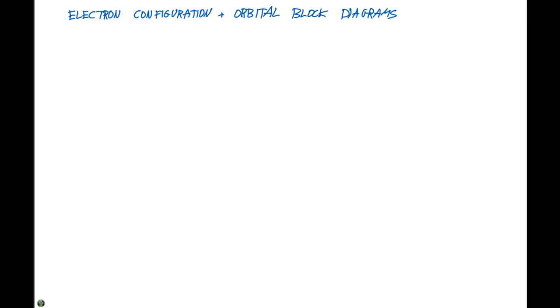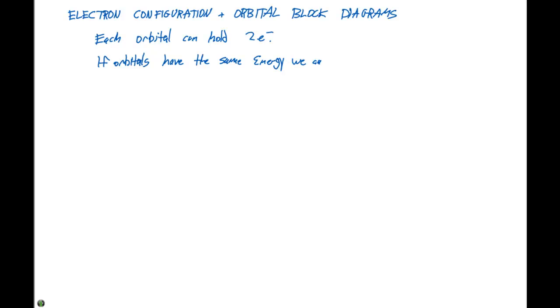So let's say a couple things first, and that is that each orbital can hold 2 electrons. Okay? And if orbitals have the same energy, we call them degenerate. So that's a term that we're going to use throughout the rest of this chapter.